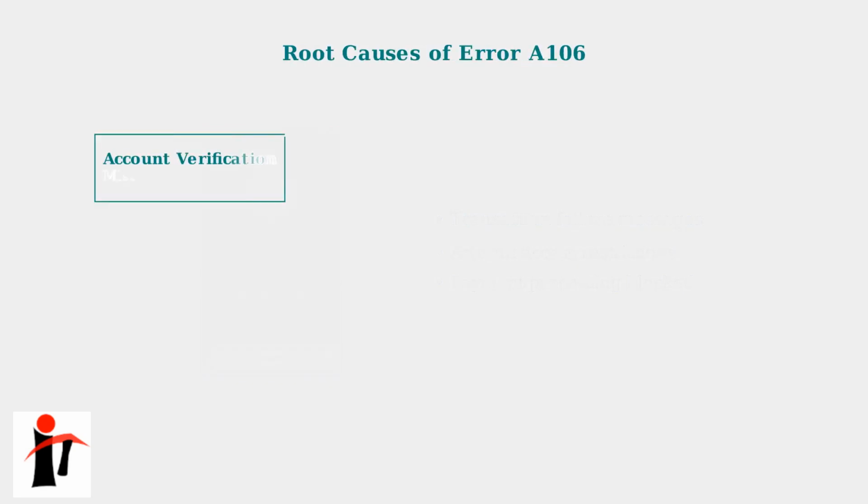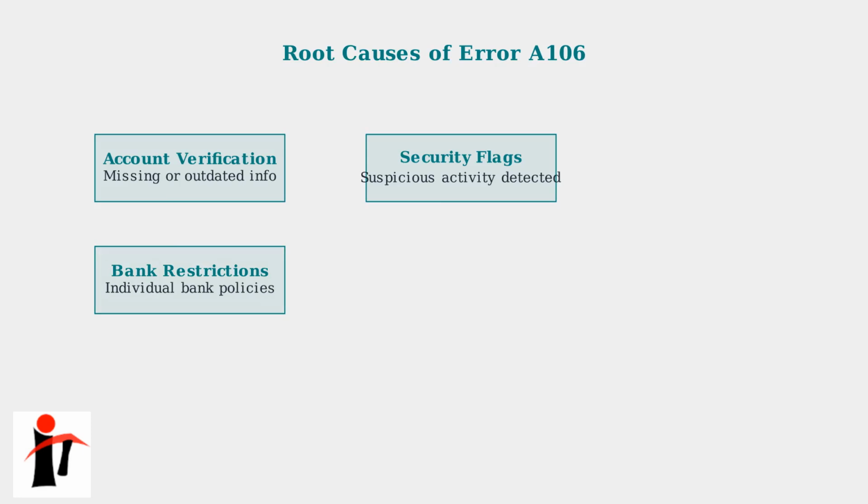Error A106 has four main root causes. Account verification issues occur when information is missing or outdated. Security flags trigger when the system detects suspicious activity patterns. Bank-specific restrictions are individual policies that block certain transactions. Network connectivity problems prevent proper communication between devices and Zelle servers.